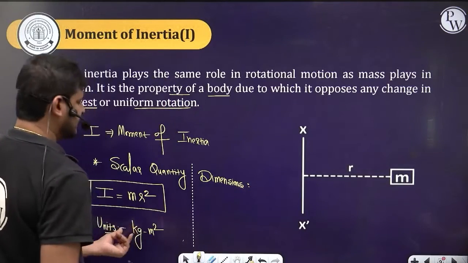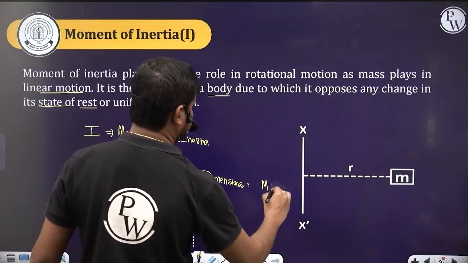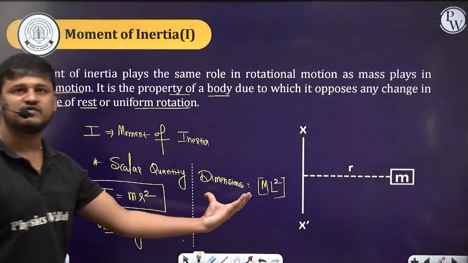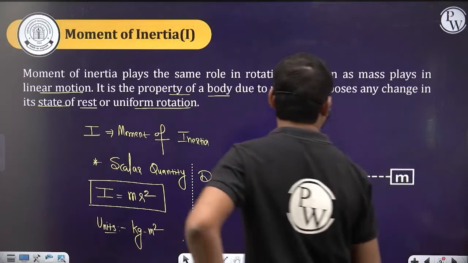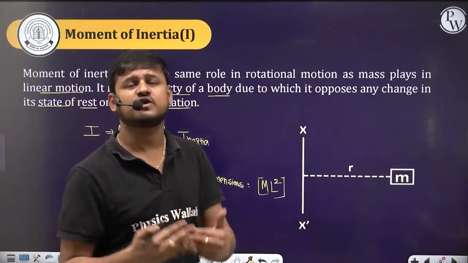So dimensions: kg is M, and meter square is nothing but L square. So the dimensional formula of moment of inertia is ML square. Clear? So now see here, guys, about which axis you are finding the moment of inertia is very important.